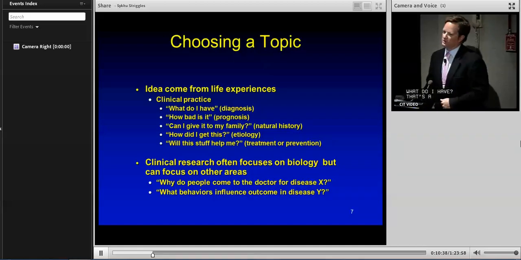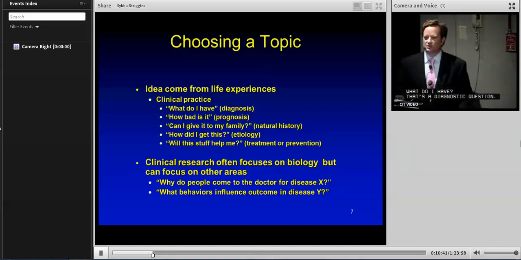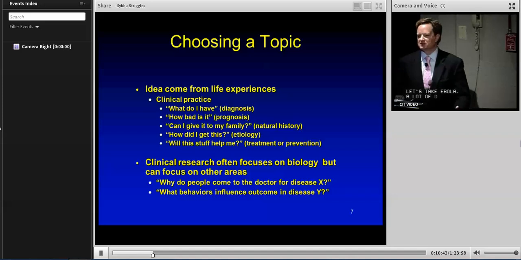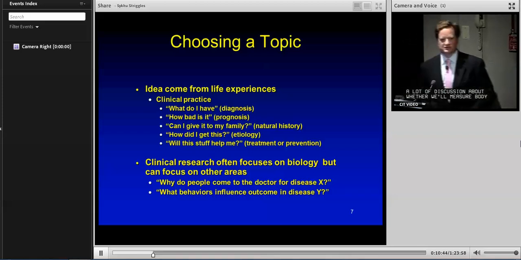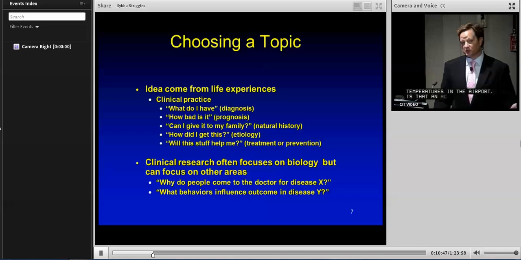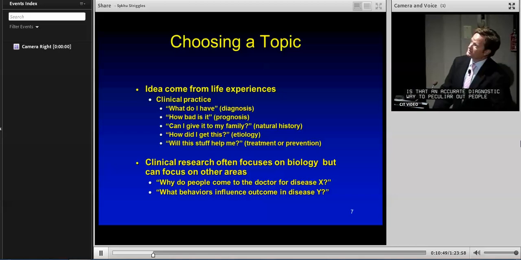Let's just take Ebola again. A lot of discussion about whether we're going to measure people's body temperatures in the airport. Is that an accurate diagnostic way to pick out people who have Ebola versus people who don't? And you actually need research information to actually tell you whether it is.